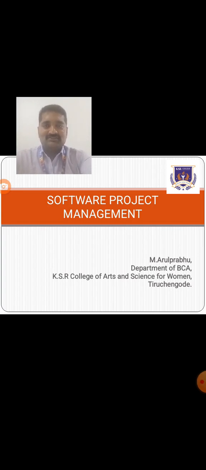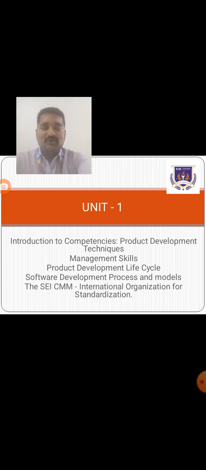The subject which we are going to deal with today is software project management. In Unit 1, we will completely deal with the introduction to the competencies. So, what are all the competencies? They refer to the qualities needed, available, or recruited. Product development techniques: various techniques used for developing the products. We may be developing a new product, or enhancing an existing product, and depending on that, the competencies are calculated.